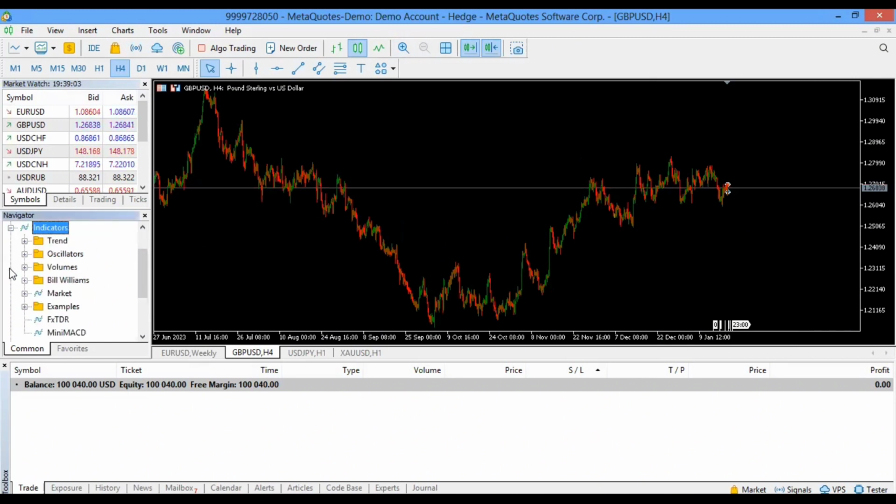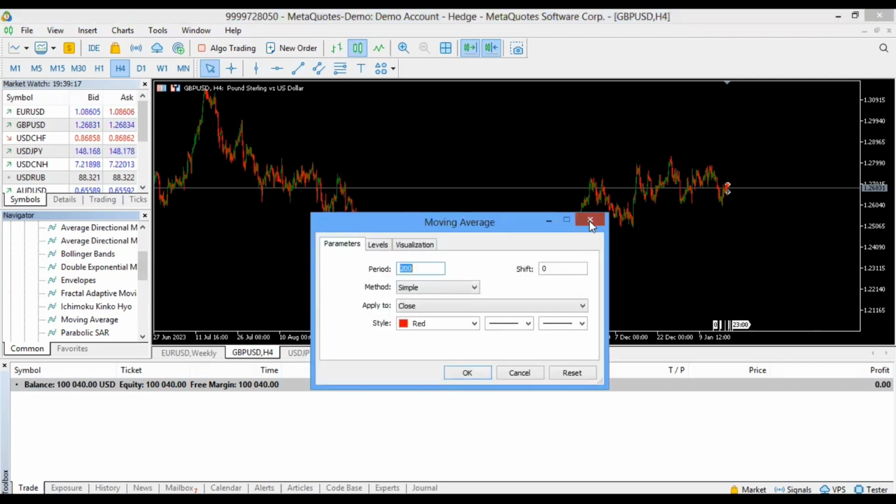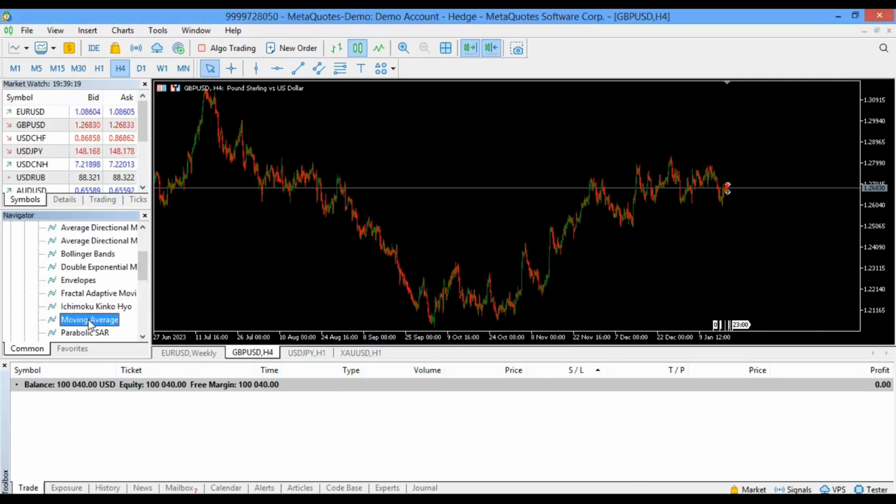So what is the moving average? The moving average is one of the technical indicators we have, and it is applied on the chart. It is a trend indicator, applied on the price. We have about 4 types of the moving average. So this is the moving average. How do you insert the moving average?